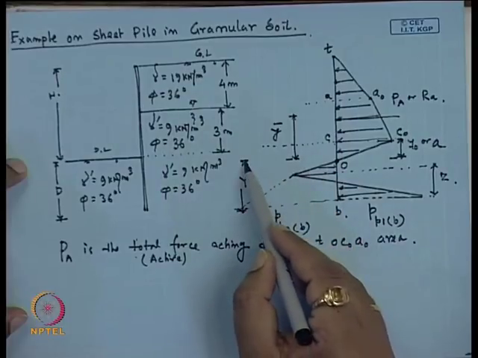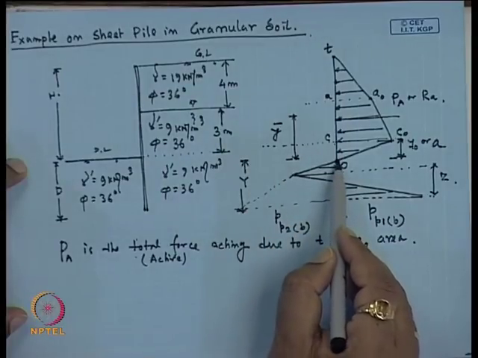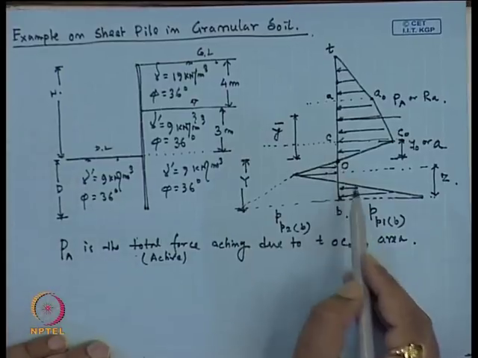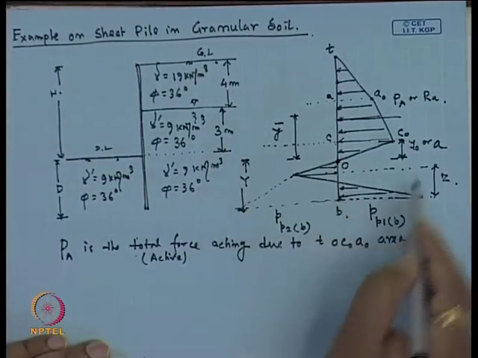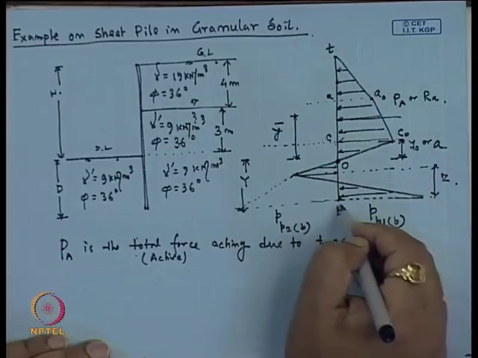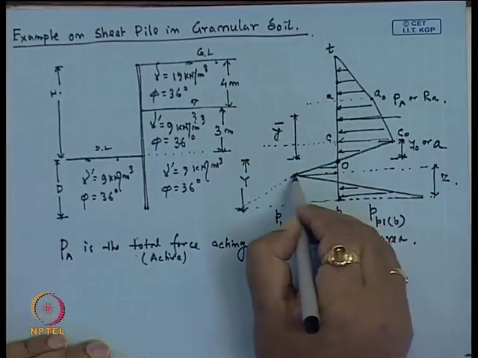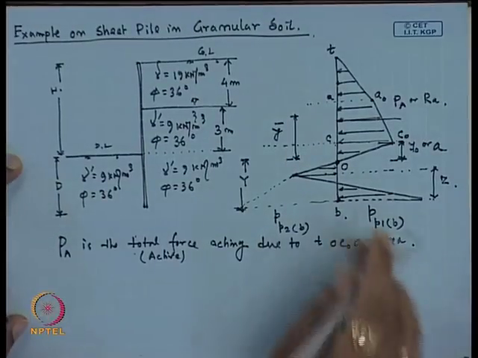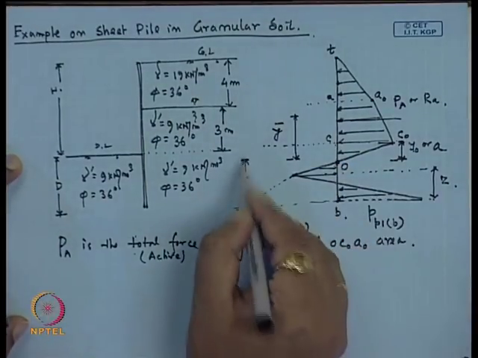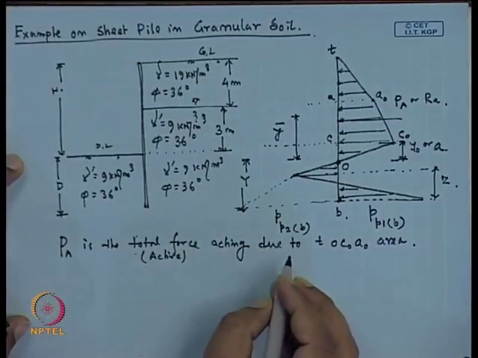And this O point is at a distance of capital Y from the base of the retaining wall sheet pile, and Z is the distance from the B to this edge of this triangle. Now, from all these things, we have to calculate the depth D required.